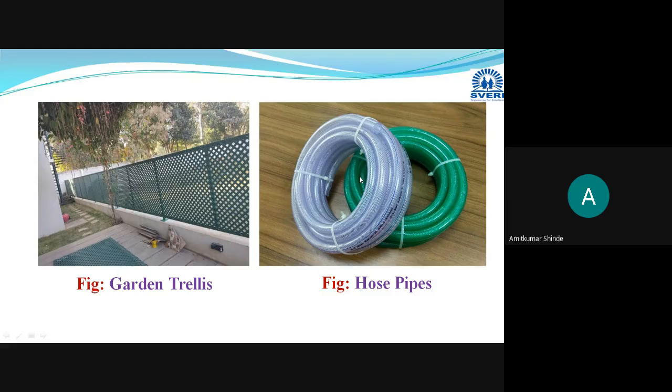Then these hose pipes are used to take the water from the well. For agricultural purposes we take water from different ponds and wells, and to take that water we are using hose pipes. These hose pipes are manufactured with the help of this extrusion molding process only.